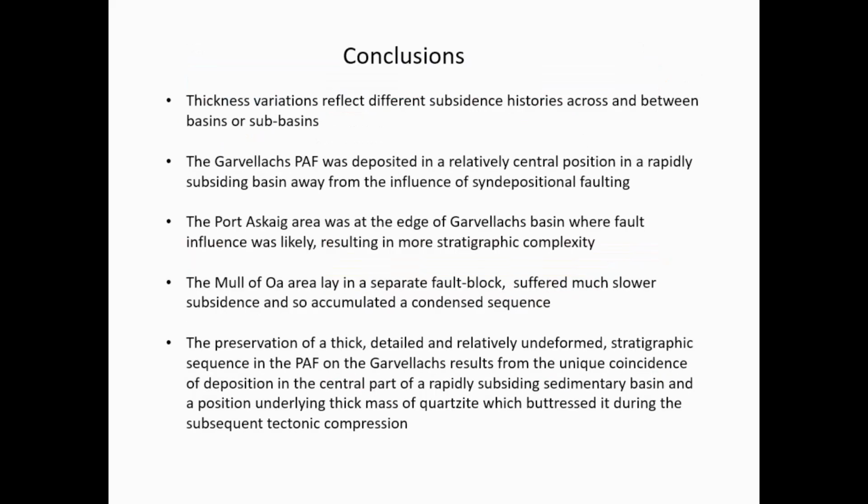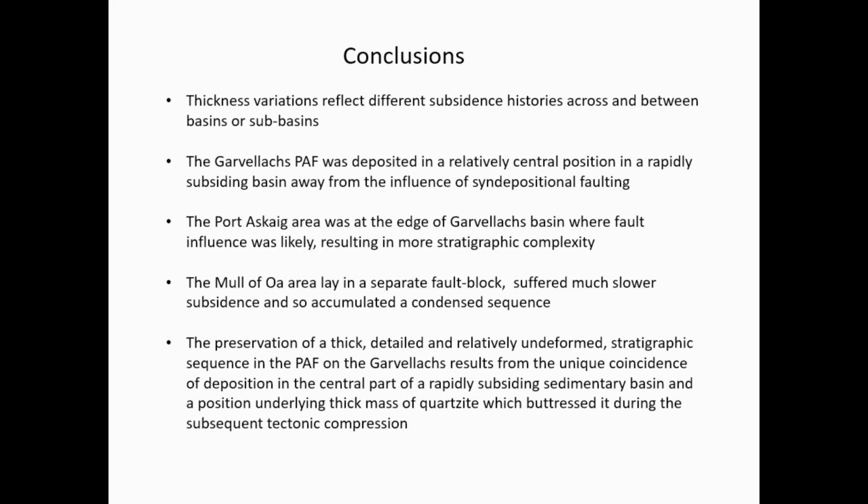So to conclude, the thickness variations that we see in the Port Askaig Formation probably reflect different subsidence histories across and between different basins or sub-basins. The Garvellachs area, the Port Askaig there was deposited in a relatively central position in a rapidly subsiding basin and well away from the influence of syndepositional faulting. However, the Port Askaig area was probably at the edge of this Garvellachs basin where fault influence was likely, so we shouldn't be surprised if we see more stratigraphic complexity in this area.